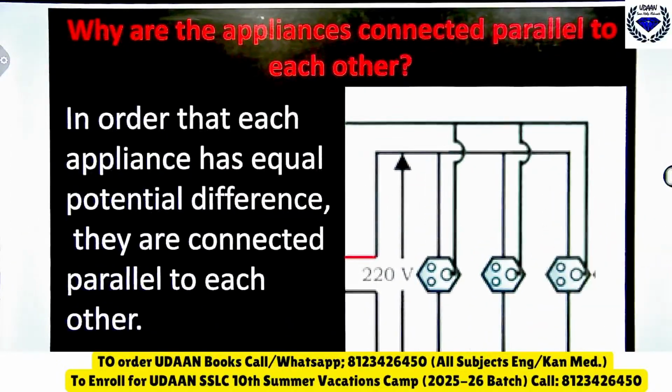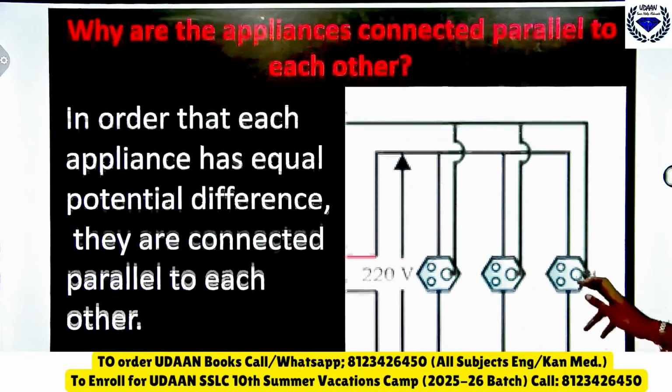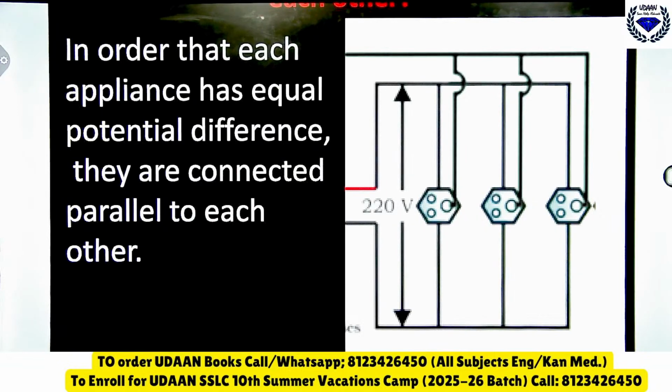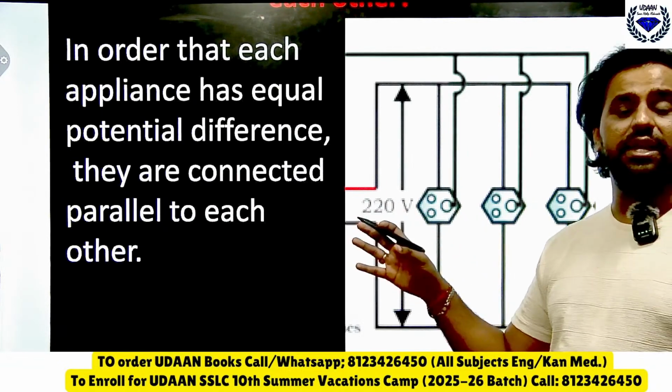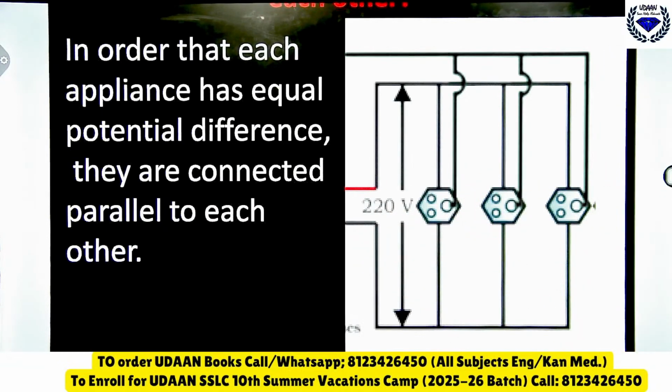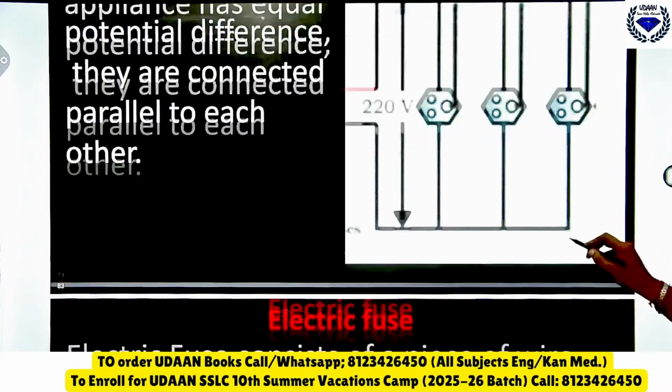Then why are appliances parallel to each other? Why electrical appliances are parallel to each other? In order that each appliance has equal potential difference. So that everyone gets equal voltage, they are connected parallel to each other.